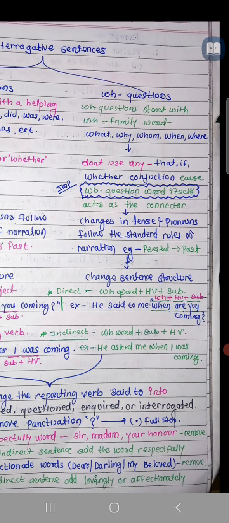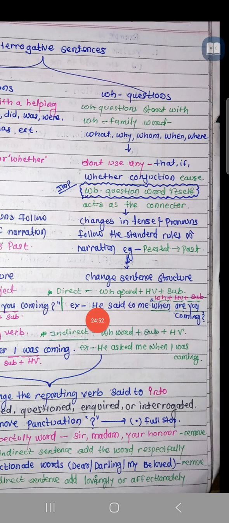But here it is the same, but after the WH family word, first we pick up the WH family word because it's essential, second subject, and third helping verb. So let's see one by one.